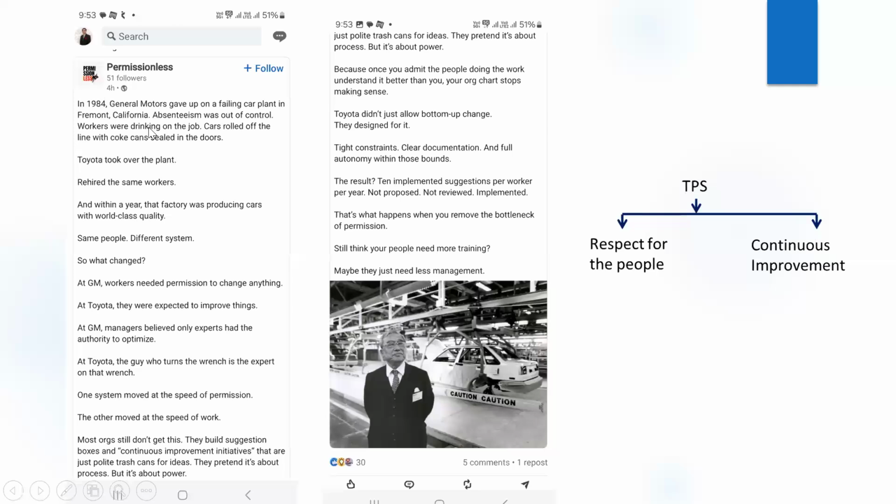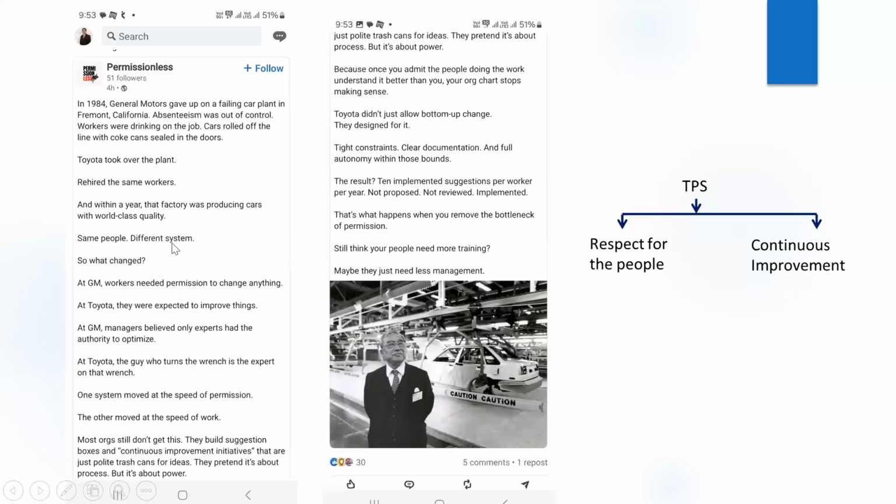And the same plant was taken over by Toyota. Earlier it was owned by General Motors, but Toyota took over the plant. Toyota rehired the same workers, and within a year that factory was producing cars with world-class quality. I think it is the Nummi plant, you can just Google Nummi. The Nummi plant was one of the worst plants of General Motors, but when Toyota took over, within a year it was the most profitable plant.